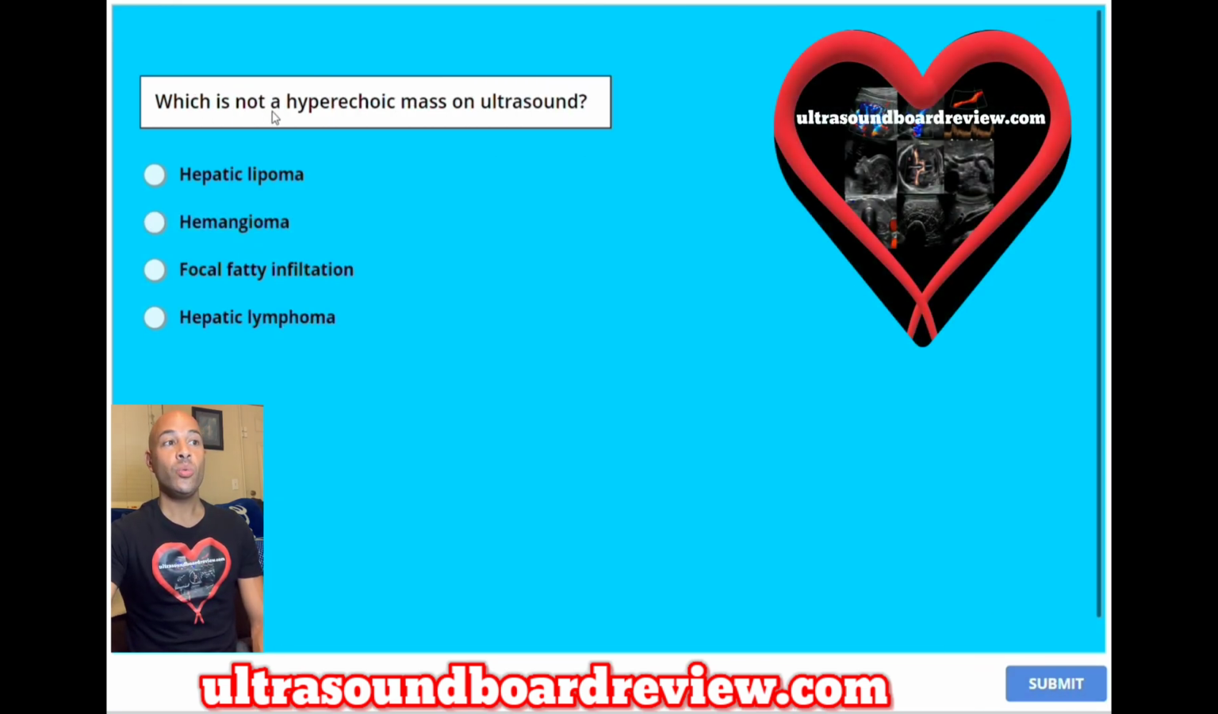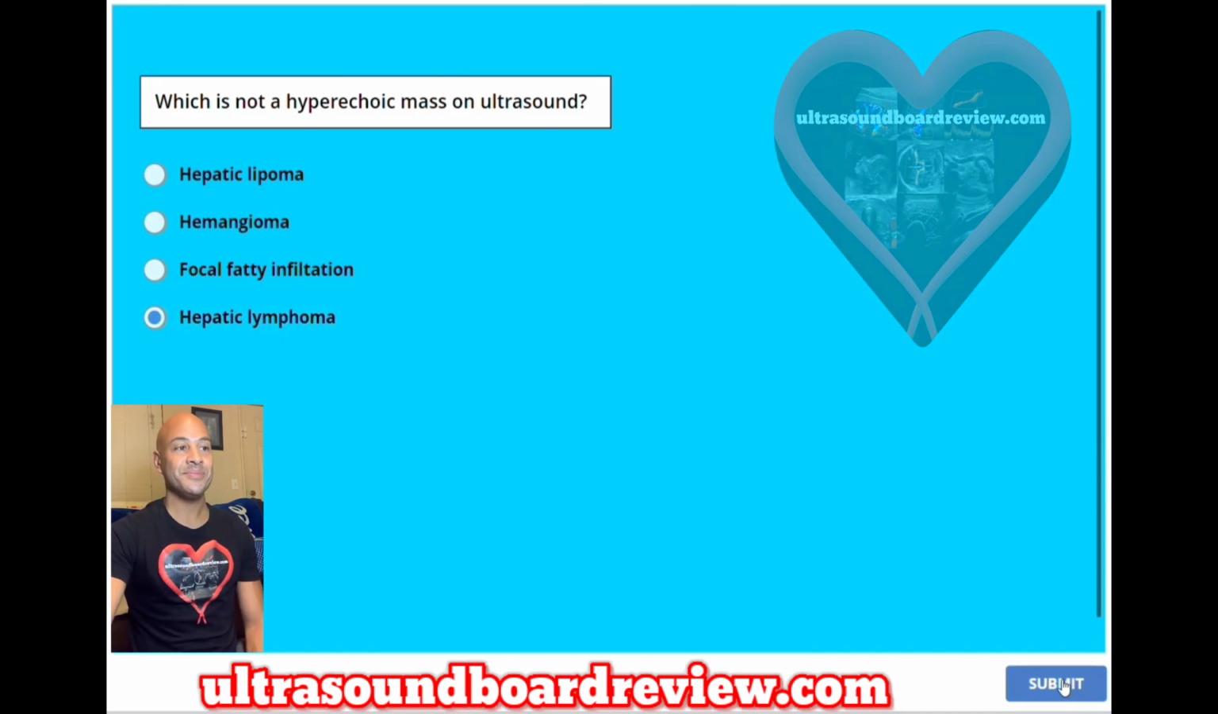Question 107. Which is not a hyperechoic mass on ultrasound? A, hepatic lipoma, B, hemangioma, C, focal fatty infiltration, or D, hepatic lymphoma? The answer is D, hepatic lymphoma. And this type of tumor is actually hypoechoic.